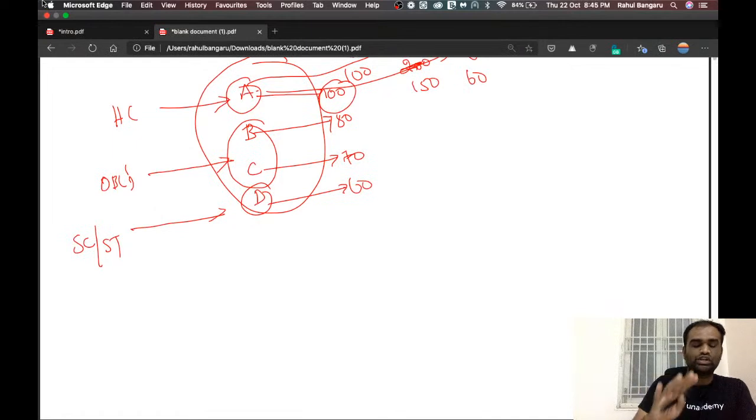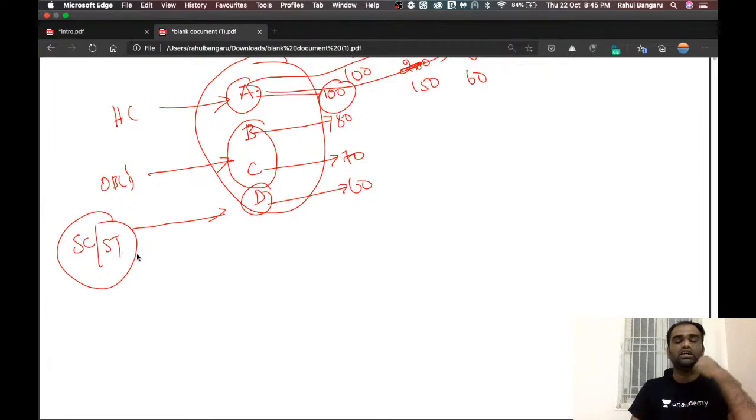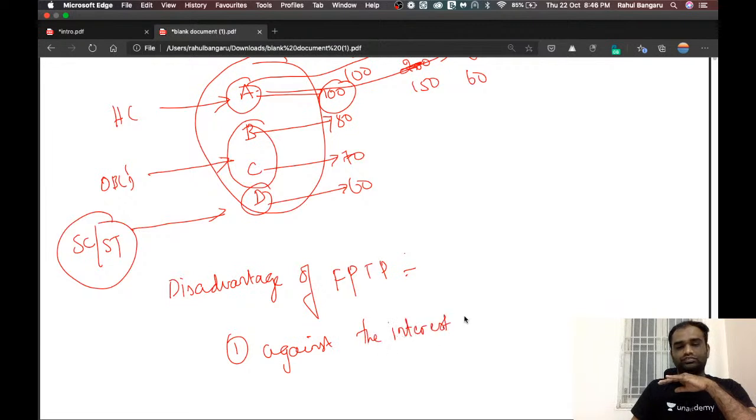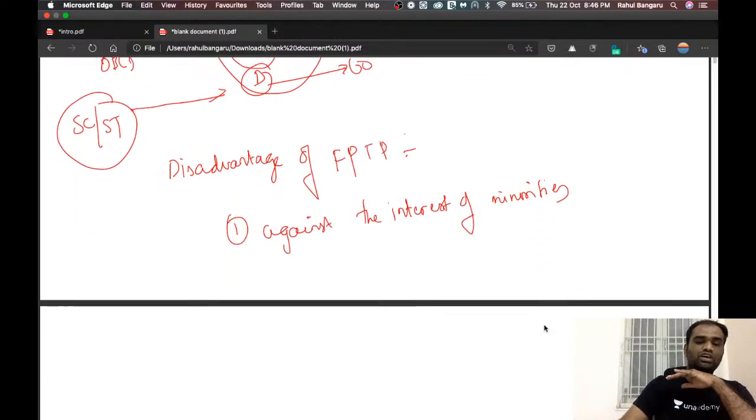If you look at most of the constituencies in India, the population of scheduled caste as well as scheduled tribe is in minority, and there are not many political parties which represent them. So that is the first disadvantage of the first past the post system. The first disadvantage is that it is against the interest of minorities.